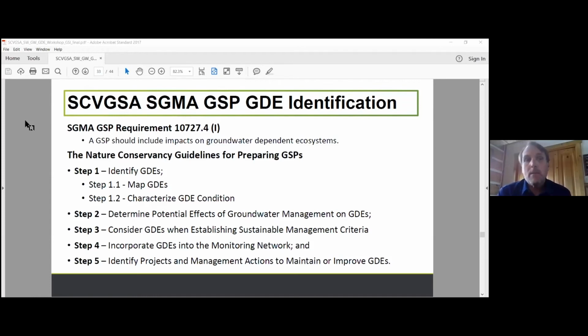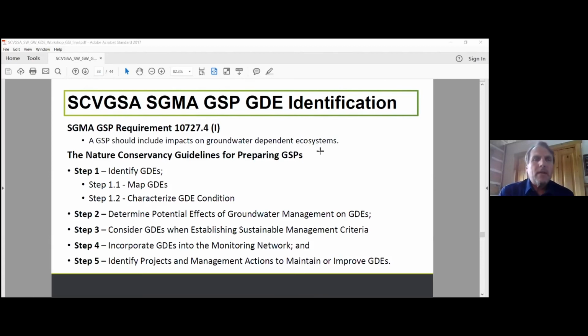It's a requirement of SGMA that GSPs consider impacts to GDEs in the plans. Now, that's about what DWR has to say about it. SGMA, I saw that little comment chat come in. SGMA is the Sustainable Groundwater Management Act of California that was passed, I think it was 2014, is that right?